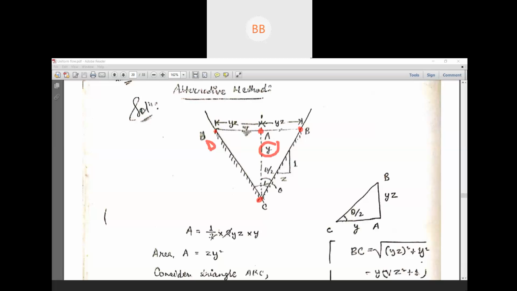Similarly, we have already discussed this will be your yz, or you can say zy. Same thing, zy, and this is also zy. From here to here is zy, and from here to here again it will be zy.